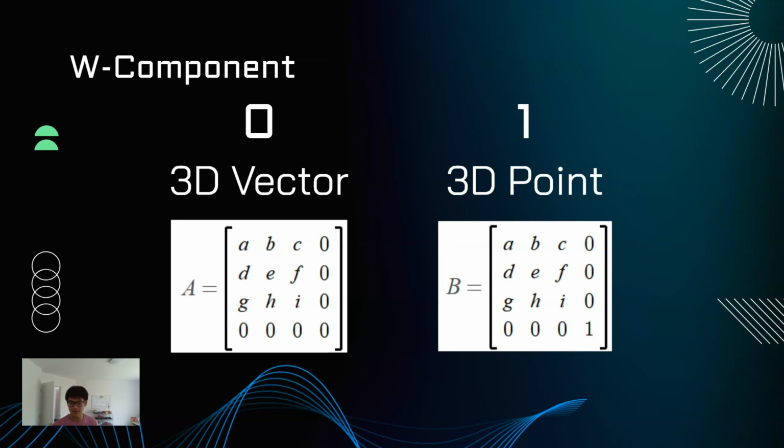When w equals 0, the homogeneous coordinate represents a 3D vector. And remember, homogeneous coordinate is that entire row major or column major vector. And then when w equals 1, the homogeneous coordinate represents a 3D point. So the difference between here is 0 is vector, 1 is point.